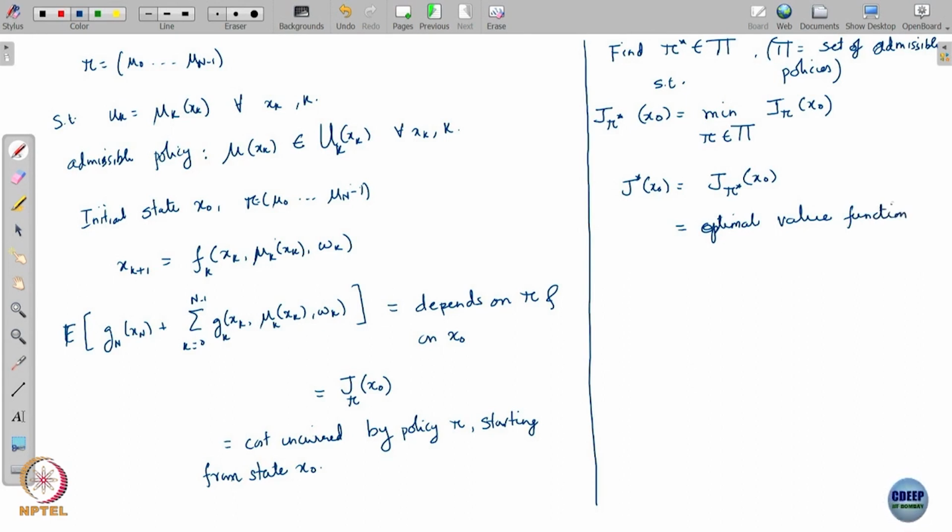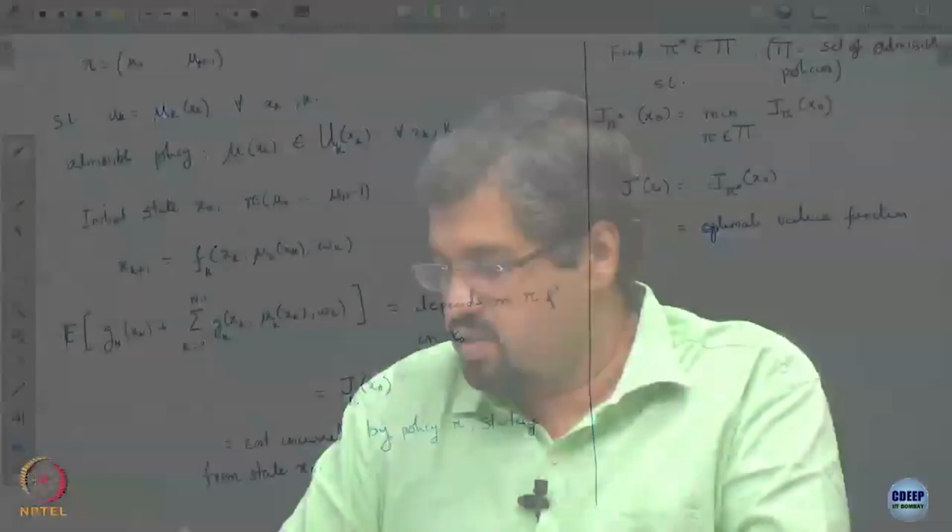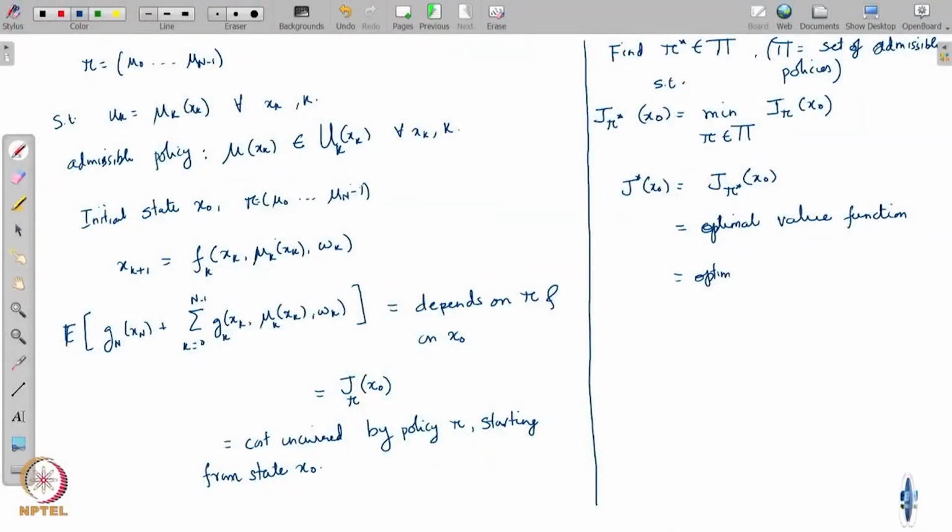The optimal value function is simply a function that tells you what the optimal value of the dynamic optimization is going to be as a function of the initial state. This is called the optimal value function or optimal cost function, the optimal cost as a function of the initial state.